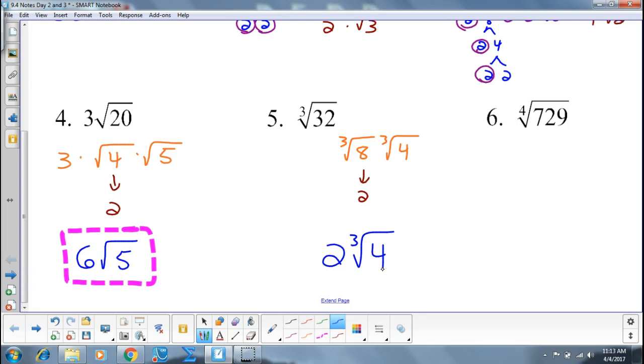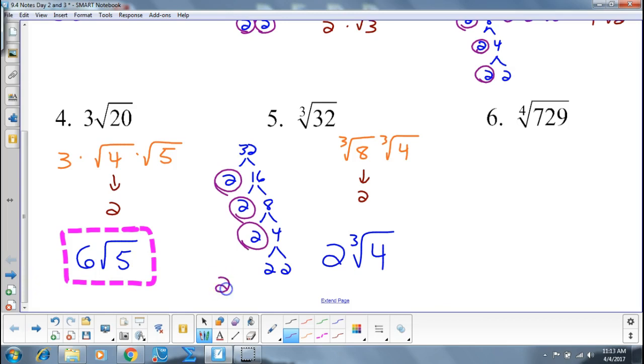Now, if I were to do my breakdown here of 32, 2 times 16, 2 times 8, 2 times 4, 2 times 2, now I'm looking for groups of 3 because my index is 3. So then the 2 would be broken out, and then these 2 make the 4. Okay.